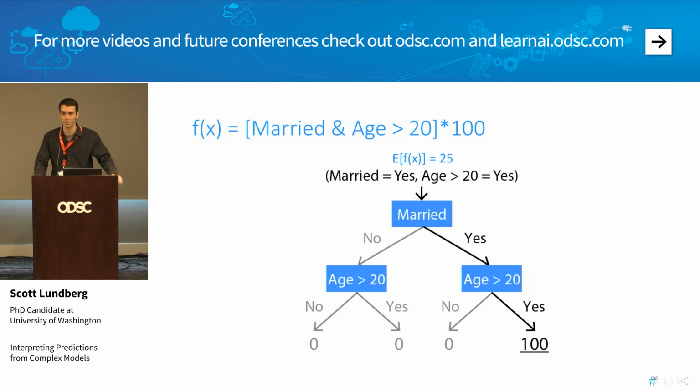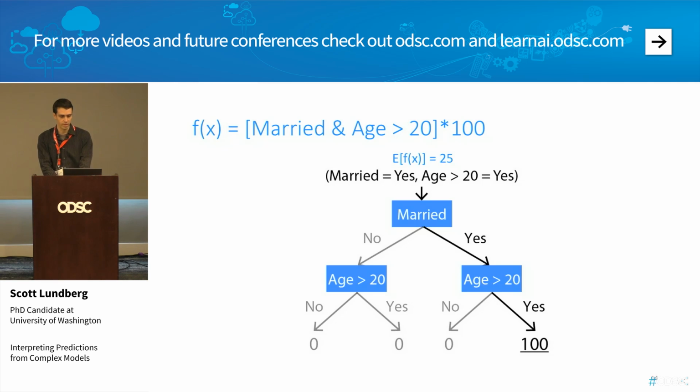Okay, let's take a quick example. Imagine we have a really simple tree. Our function here is just: married and you're older than 20. Okay, so that's our function. If you're married and older than 20, we output 100. Otherwise, 0. Now, if we were to write that down as a tree, we could split on married and your age. And if both of those are true, we're 100. Otherwise, we're 0. Okay, so it's just a very basic example of how this is going to work.